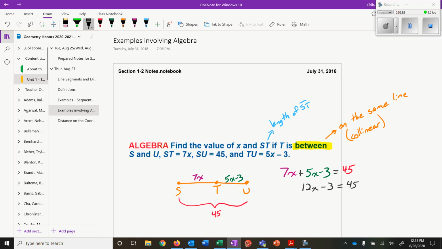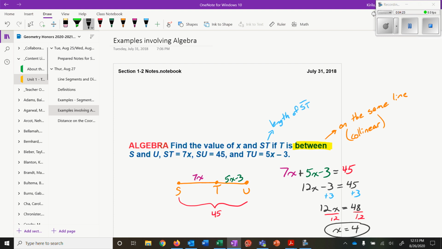Well, then I need to get x by itself, so that means I need to get rid of the minus 3. So I'm going to add 3 to both sides of the equation, because anything I do on one side of the equation, I have to do on the other. That leaves me with 12x on the left side and 48 on the right side. Then to get rid of the 12, I would divide by 12. But anything I do on one side, I have to do on the other. And that leaves me with x equals 4.